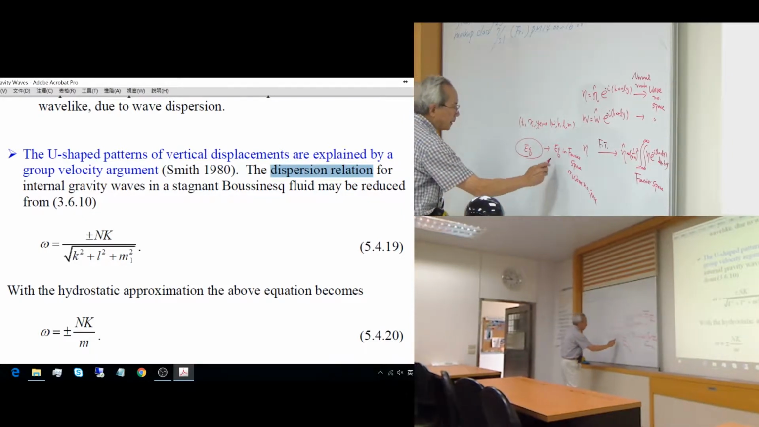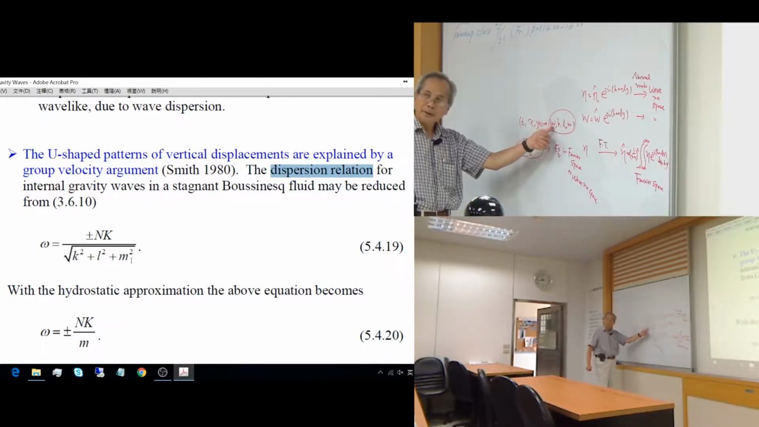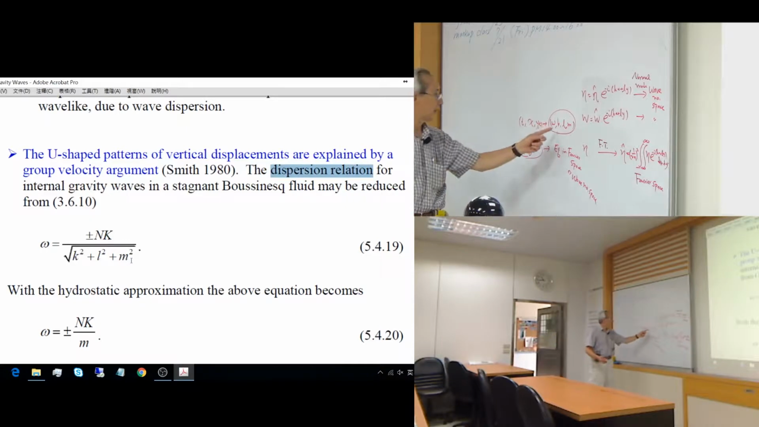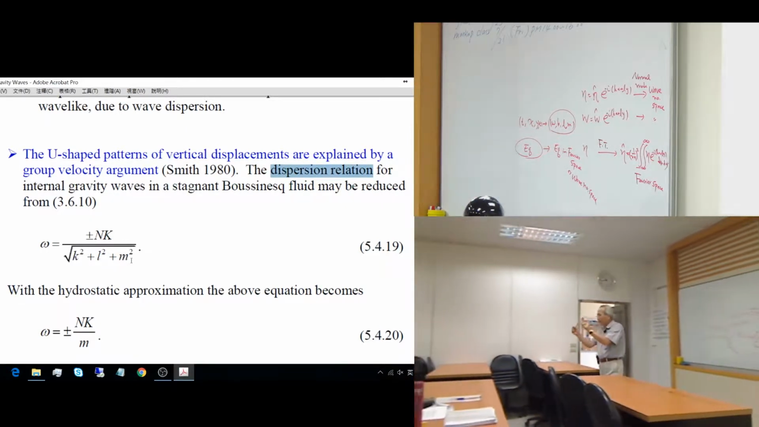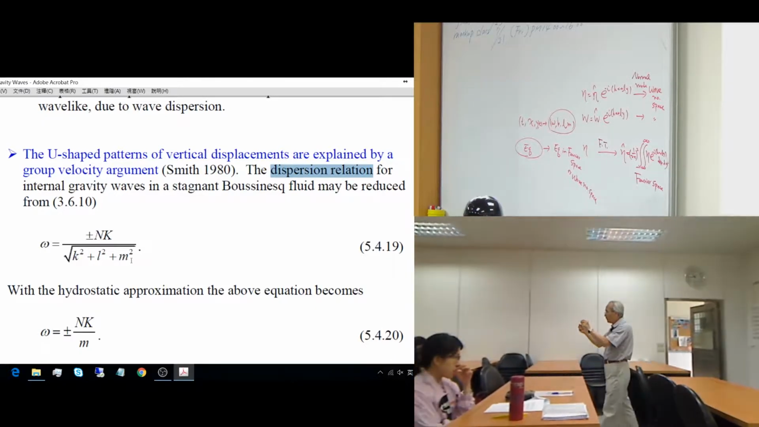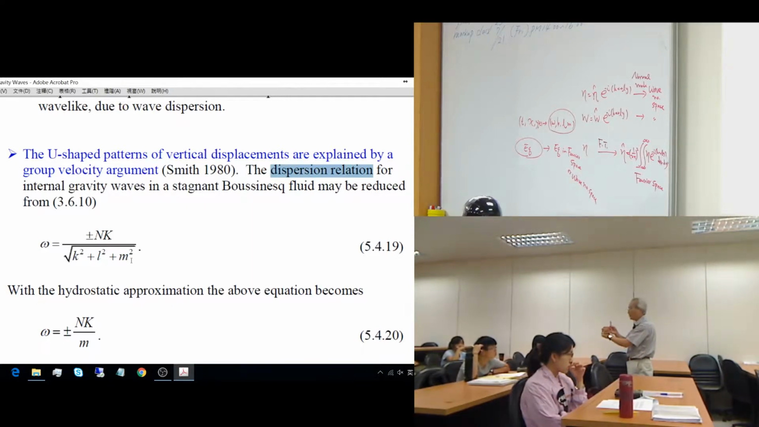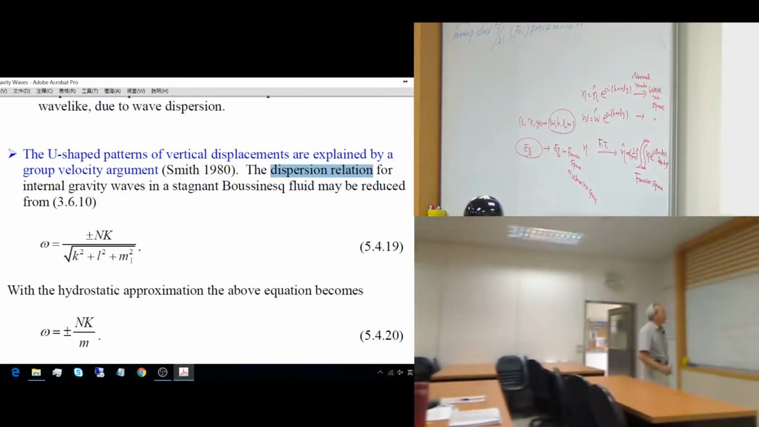Then you are left with equations with K, omega, L, and M. So your wave frequency can be a function of K, L, and M wave numbers. So you are making the link relation between the wave frequency and wave numbers. And this equation is called the dispersion relation. And that gives us omega equals something like this.